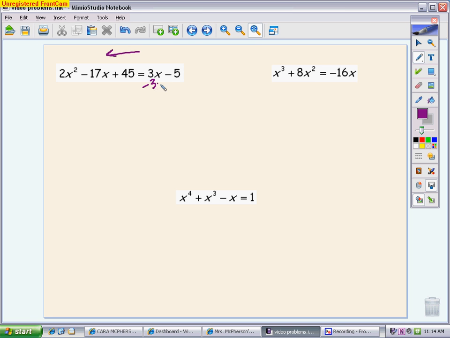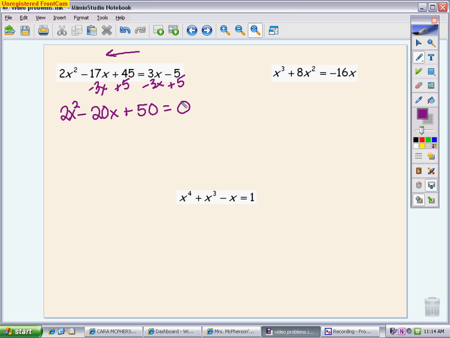I'm going to subtract 3x. Make sure you subtract it from the x column. And I'm also going to add 5. And again, make sure you add that to the constant location. So we have 2x squared minus 20x plus 50 equals 0.